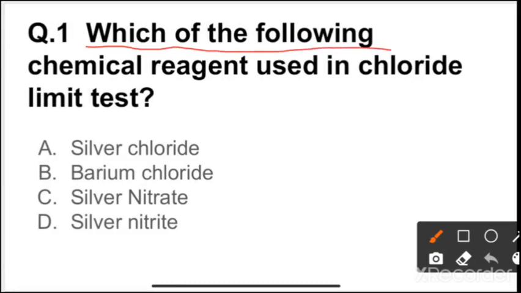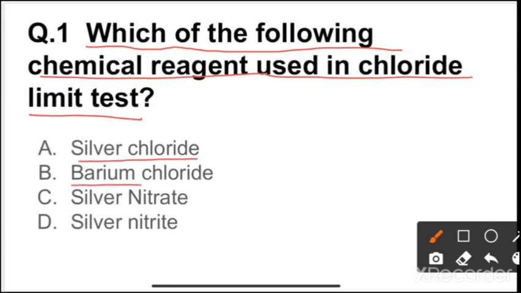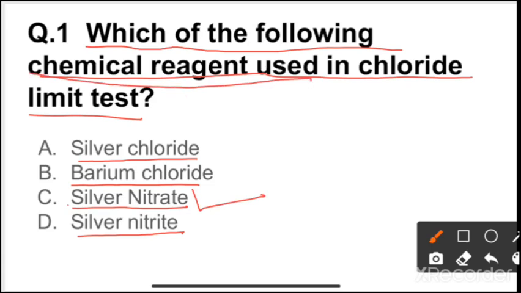Which of the following chemical reagents is used in chloride limit test? Option A is silver chloride, B is barium chloride, C is silver nitrate and D is silver nitrate. So the correct option is silver nitrate, which is used as a chemical reagent in chloride limit test. This question was asked in GPAT 2021.